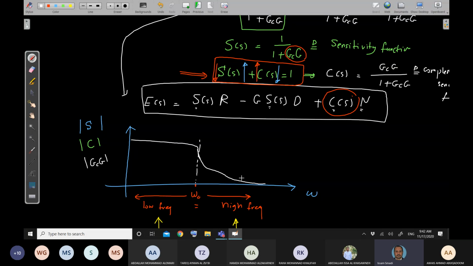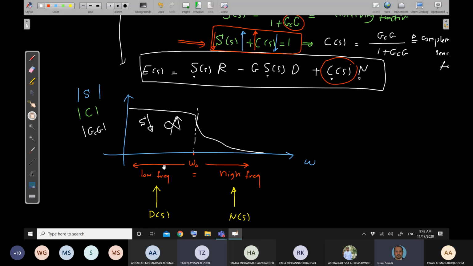Yes. So this means I can design my controller such that the loop gain GCG has high amplitude in the low frequency. In this case, S will be reduced. And C will be increased, but I don't care about this one, because there is no noise. The noise is not characterized here.